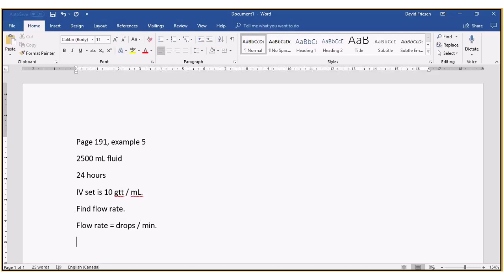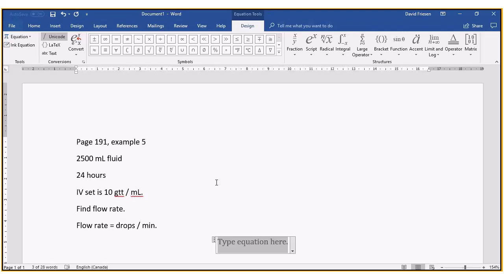So we need to multiply a whole bunch of stuff together to end up with a result that gives drops per minute. I'm going to switch over to equation mode here. Hold down alternate and press equals. And so I can put GTT per min, drops per minute, is equal to, and now I can look for things I can multiply.